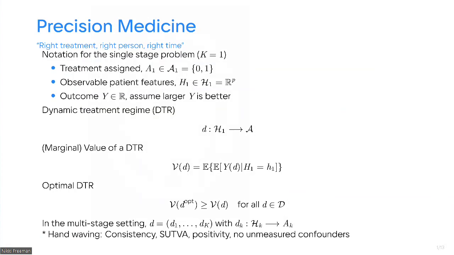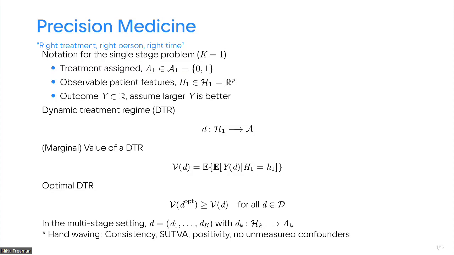But formally, we kind of need to have some notation, and I'm going to try to be as notation light as possible today. So a lot of this I'm just going to say with words. So we're going to imagine that we have a single stage problem, and we're going to denote that with a K. And we're going to assume there's just one decision point.